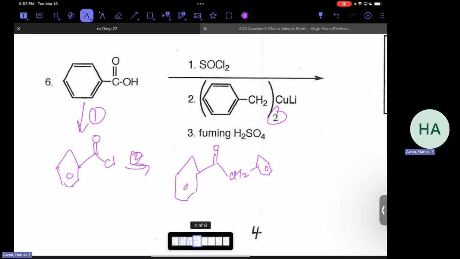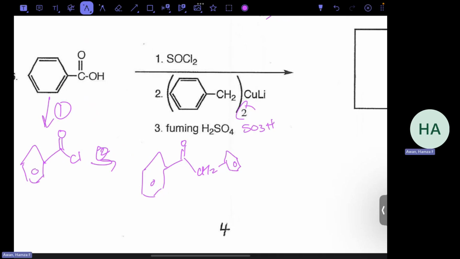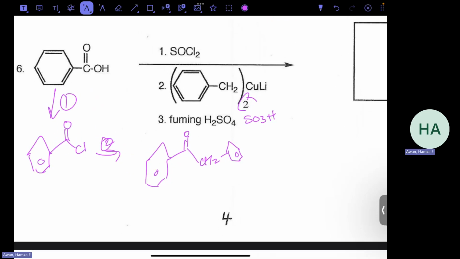And now we have fuming H2SO4, right? So fuming H2SO4 adds HSO3, or SO3H, I guess. Better way to put it. And so now what we have is 2 rings that can be a potential candidate for where the fuming H2SO4 goes, right?